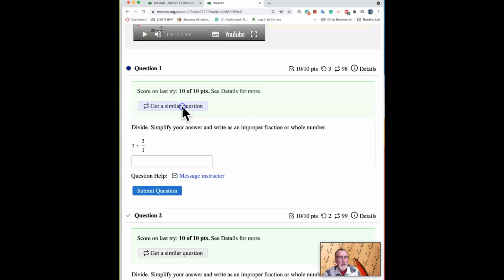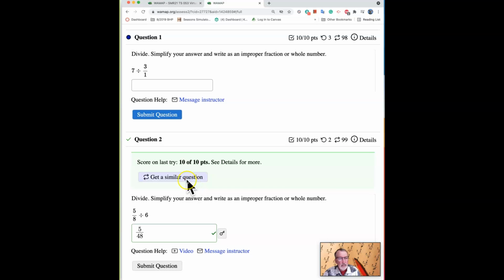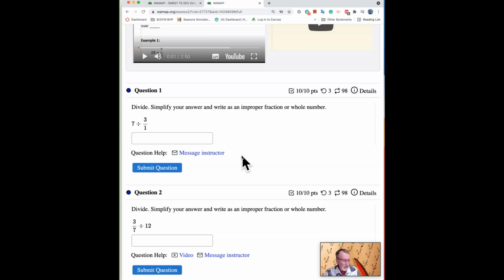Let's see if we get anything interesting if we do a similar 7 divided by 3 over 1. And this one, 3/7 divided by 12. Let's go ahead and run these two. So let me get a new color. We have 7 divided by 3 over 1, which is the same as 3. So this is going to give us the same answer as 7 divided by 3. And then we have 3/7 divided by 12. So if you were going to cut that into 12 pieces, what would it become?